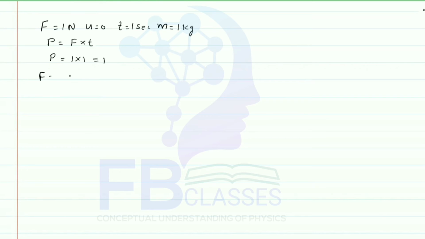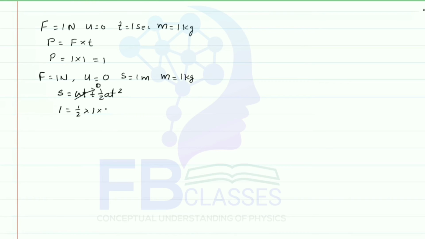Now second case, F is equal to 1 Newton and u is equal to 0, s is equal to 1 meter, then m is equal to 1 kg. Now by the equation s is equal to ut plus half at square, we can find the value of t. So 1 is equal to, see, ut becomes 0 because the initial velocity is 0. So the remaining is half at square. Half, a becomes 1, and t square. So now t square is equal to 2 and t is equal to root 2.